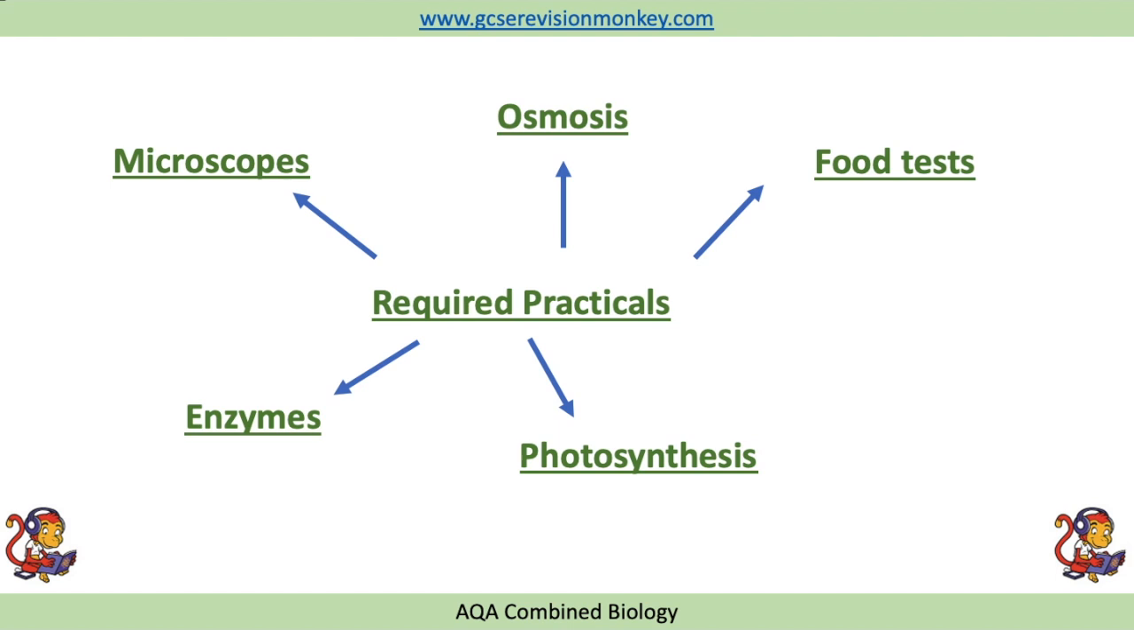Here are the required practicals for biology paper 1. So there's quite a few. There's photosynthesis, enzymes, microscopes, osmosis and food tests. And some of these will come up and 15% of the marks will be on required practicals.